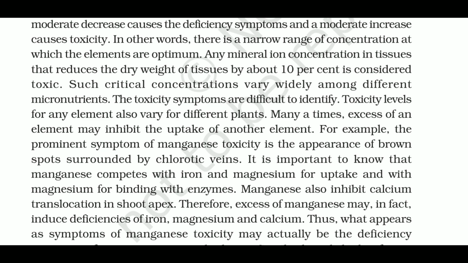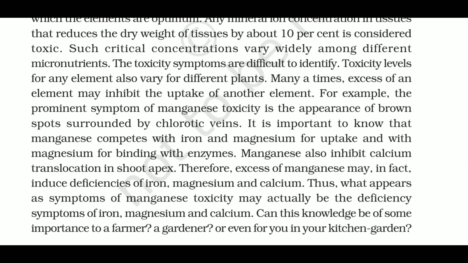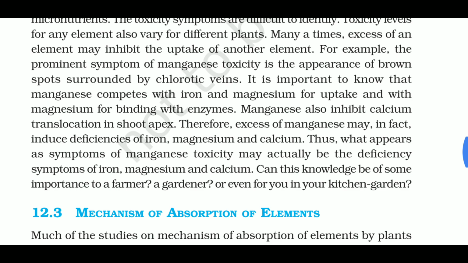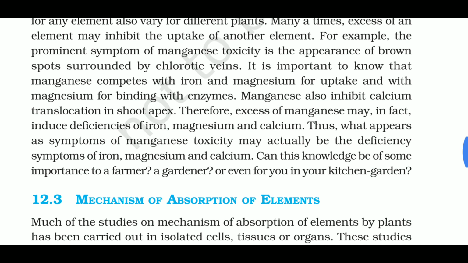Any mineral ion concentration in tissues that reduces the dry weight of tissue by 10% is considered toxic. Such critical concentrations vary widely among the different micronutrients. The toxicity symptoms are difficult to identify. Toxicity levels for any element also vary for different plants. Many a time, excess of an element may inhibit the uptake of another element. So if one element is more in the plant, it cannot make the plant absorb the other essential element.